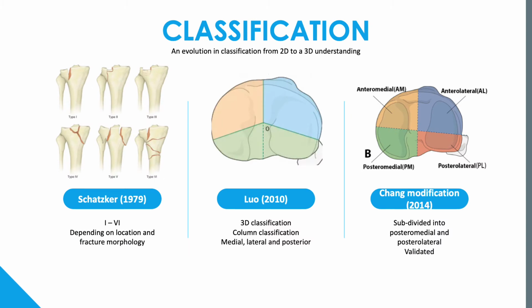The classification has evolved from Schatzker, which we all know is based on the AP X-ray, to Luo popularising the column classification, which is three-dimensional and based on the CT scan. Chang further modified this in 2014, including the posterolateral quadrant.